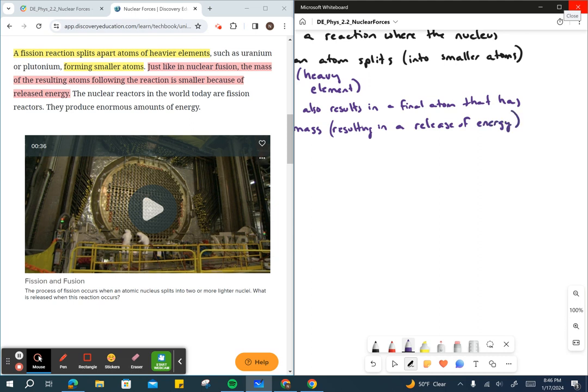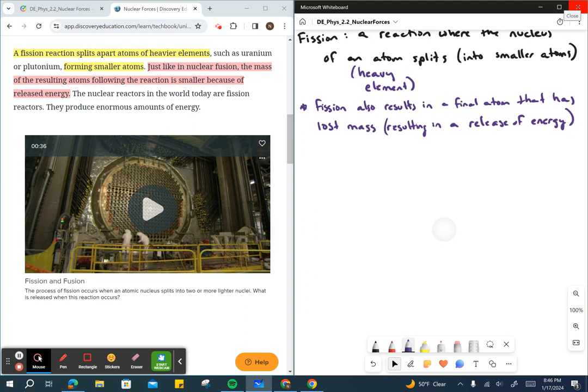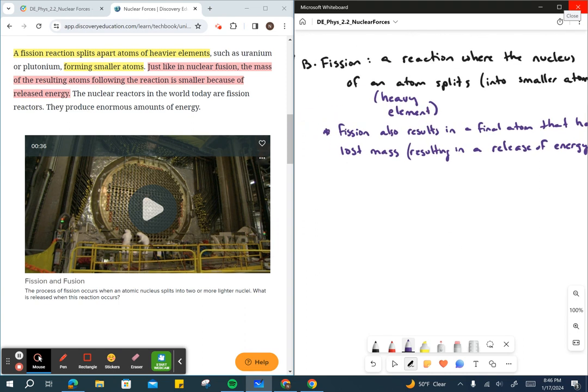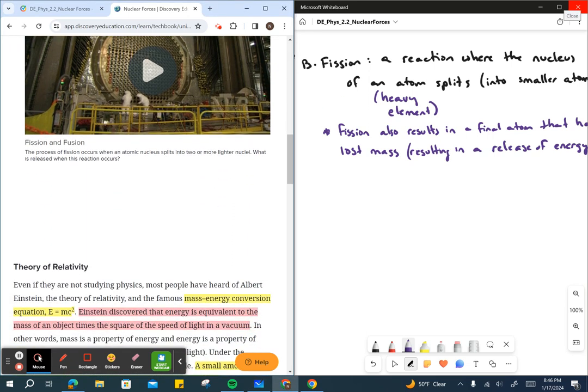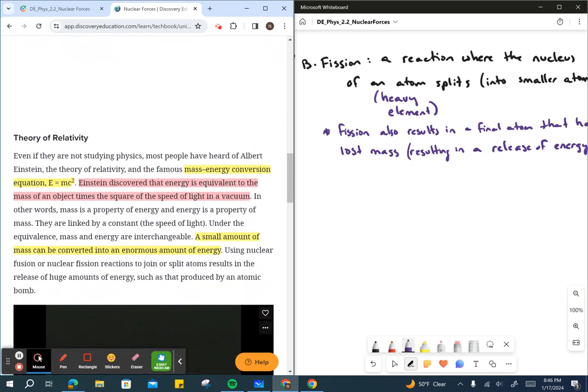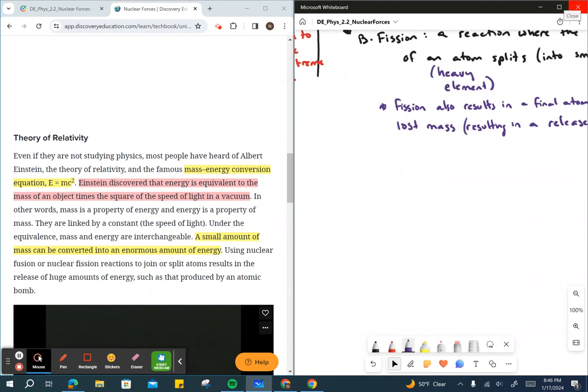Again, lots of energy. Okay, so that's kind of a common theme in both fusion and fission. You start off with more mass, you end up with less mass, and the process has released a lot of energy. Make sure you watch the videos, okay? The second thing that is discussed here is Einstein and his theory of relativity.